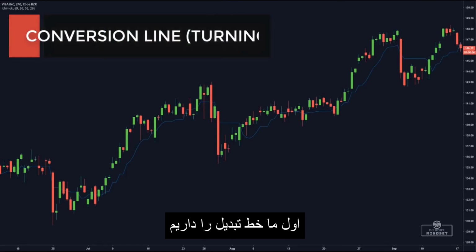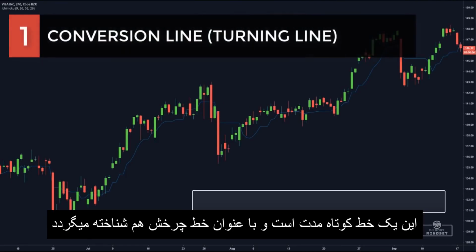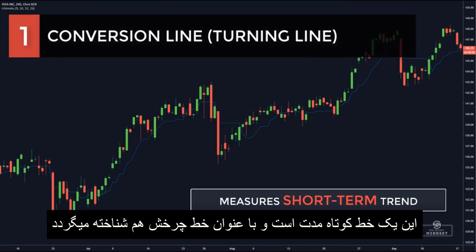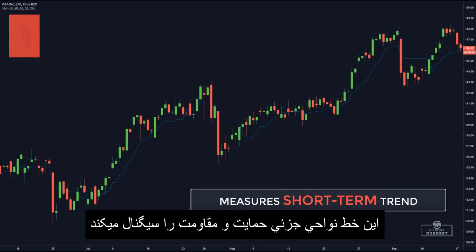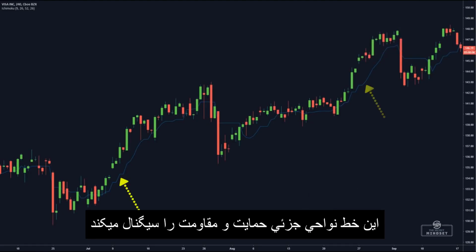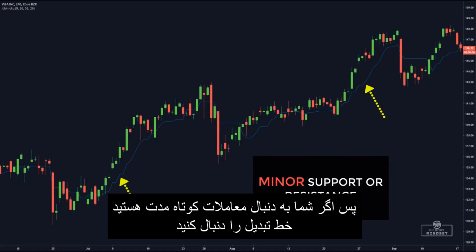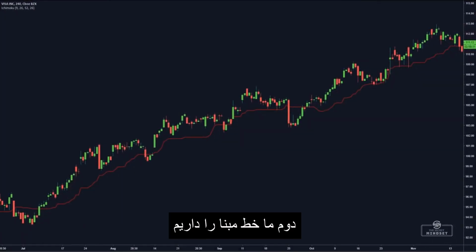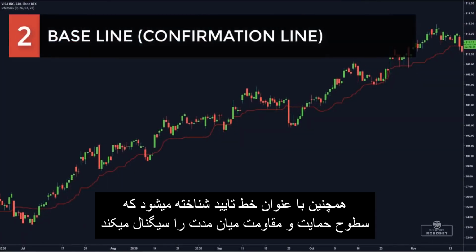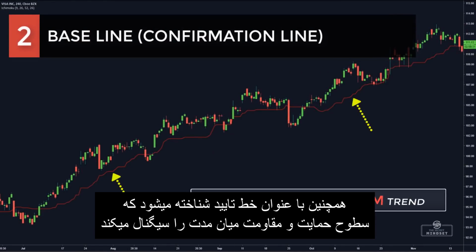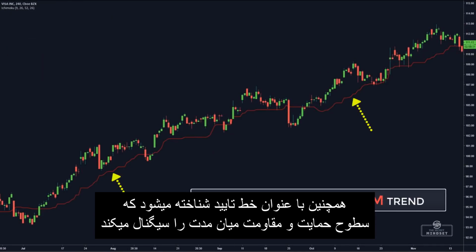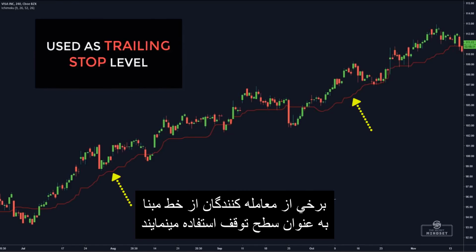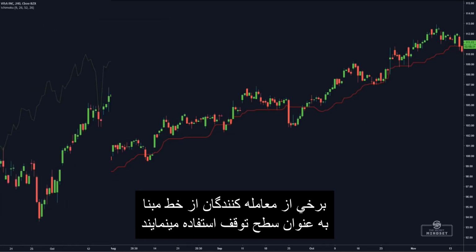First, we have the conversion line. This is a short-term line, also known as a turning line. This signals an area of minor support and resistance. So if you're all about short-term trading or scalping, you must follow the conversion line. Second, we have the baseline, also known as a confirmation line, and it serves as a signal for support and resistance levels on medium term. Some traders use the baseline as a trailing stop level.